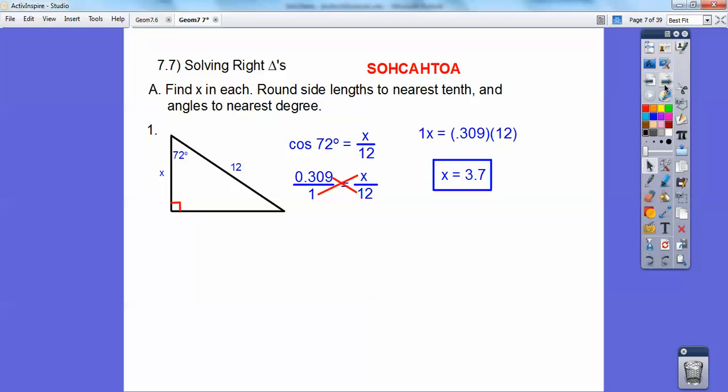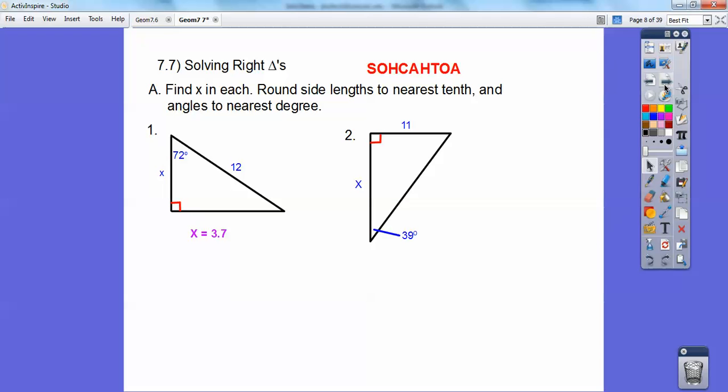How about number 2? You've got this right triangle. What I always check is whether the hypotenuse is involved. If the hypotenuse is not involved, then it's not sine or cosine, because they're the ones with the h's. So this one's a tangent ratio.